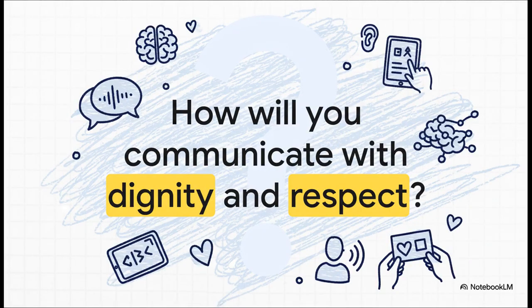So, as we close this out, I'm going to leave you with a question to think about. How will you take these strategies and use them to communicate with real dignity and respect? Because at the end of the day, this is so much more than just information for a test. It's about how we connect with other human beings.